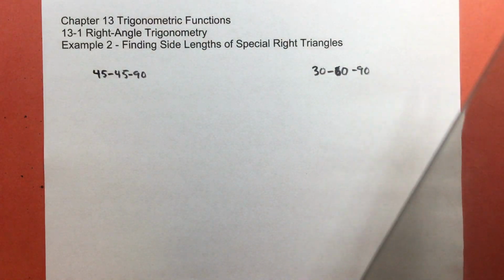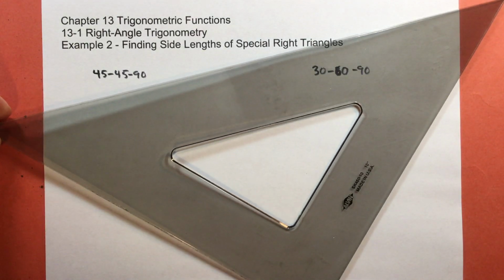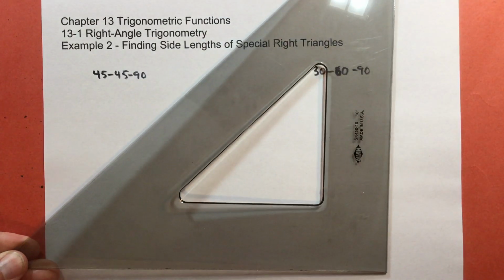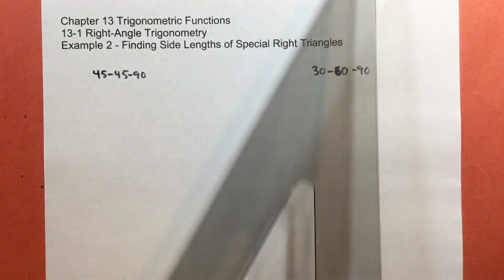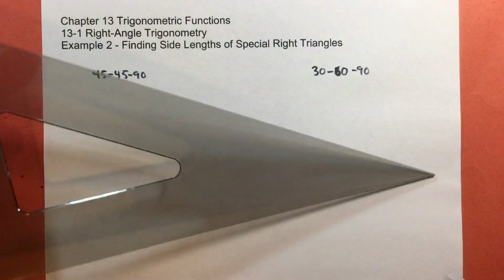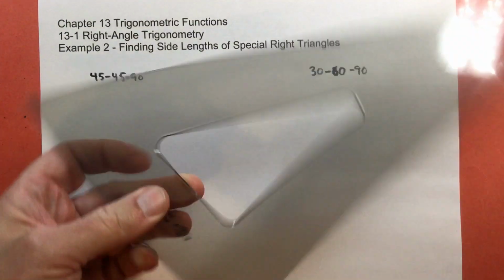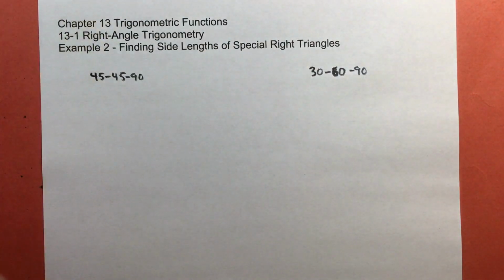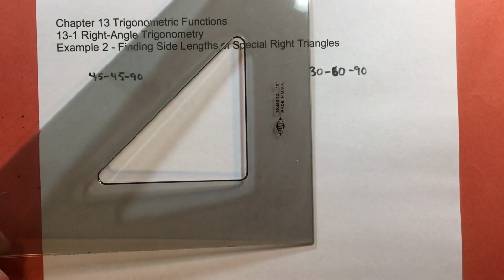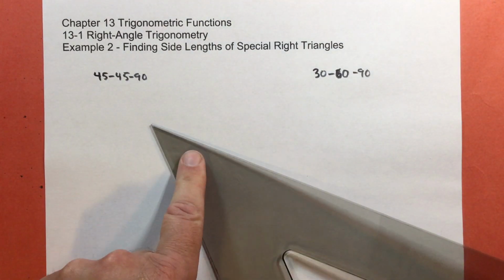This is the other one that we use. These are big versions of them. I've got smaller ones in my classroom. But this is a 45-45-90, and this is a 30-60-90. So this angle right here is 30 degrees. This angle right here is 60 degrees. And this is my right angle. And we use this to make perpendicular lines to the T-square. This is 45, and this one's also 45.